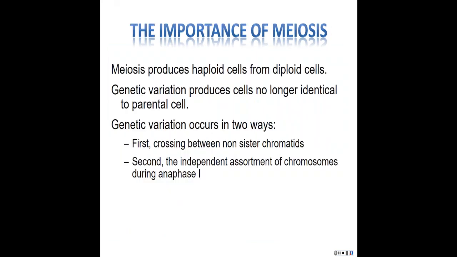Okay, and we've already talked about the importance of meiosis. It produces haploid cells from diploid cells, and the genetic variation produces cells that are no longer identical to the parental cell. And this variation occurs in 2 ways, by crossing over between non-sister chromatids and by independent assortment of that pair of homologs that happens during anaphase 1.